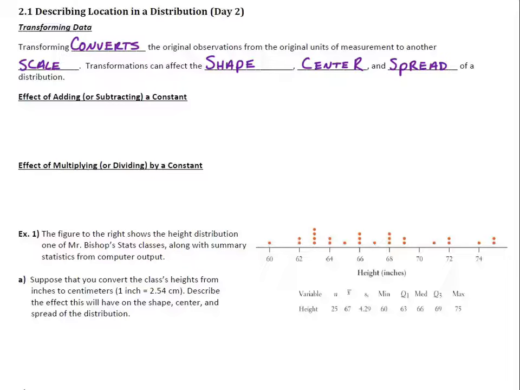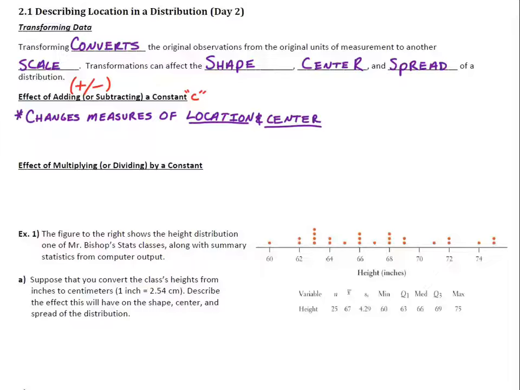So what about adding or subtracting a constant? We're going to call that constant C for our purposes. So if you add or subtract the constant, what does that do to like the shape, the center, or the spread? Well, if you have to do it to every single value, so every single height, let's say, for the classroom, that's what the first example is, that changes measures of location and center.